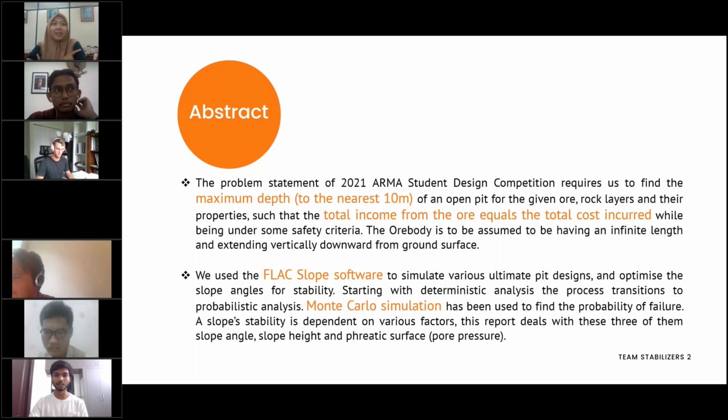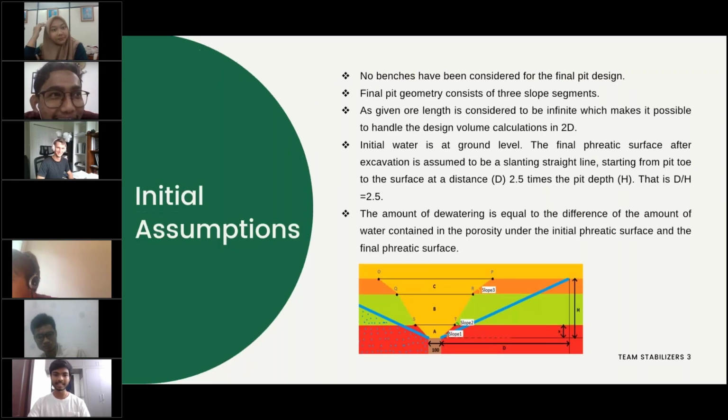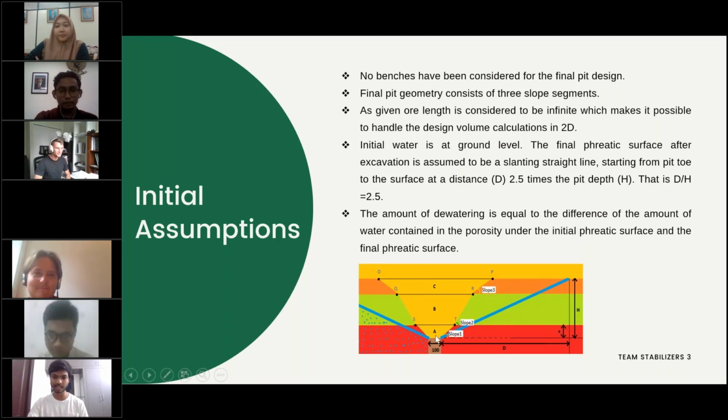The main challenge was to equalize the income from the ore and the total costs incurred. And some other safety criteria were that the FOS should be greater than 1.3 or the probability of failure should be less than 5%. We used Slope software, and for the probabilistic analysis, we used a Monte Carlo simulation. These are some initial assumptions that we took. We took no benches, and the model that we took had 3 slope segments. And the analysis was completely 2-dimensional.